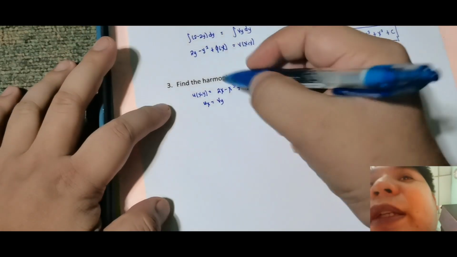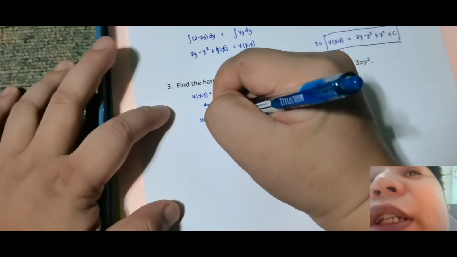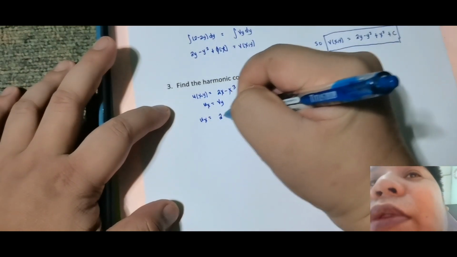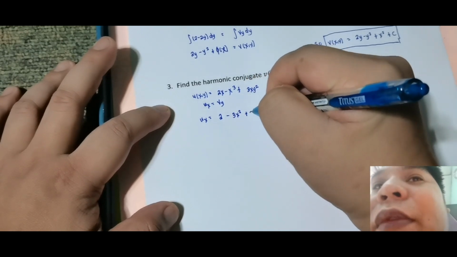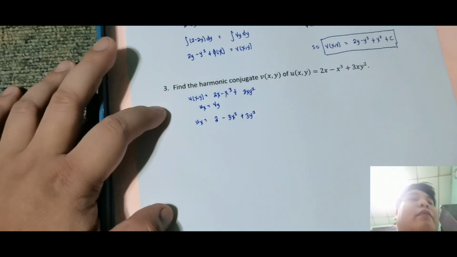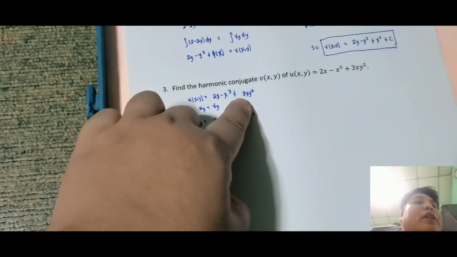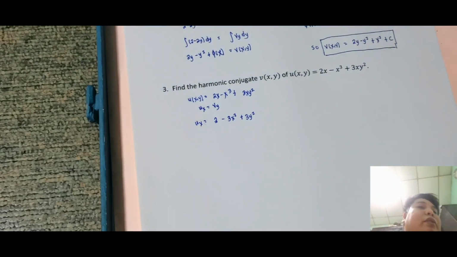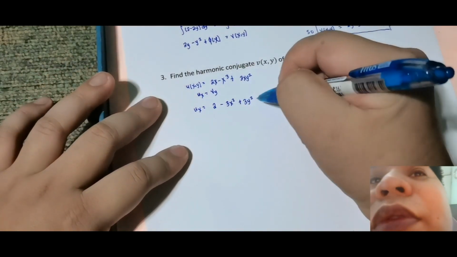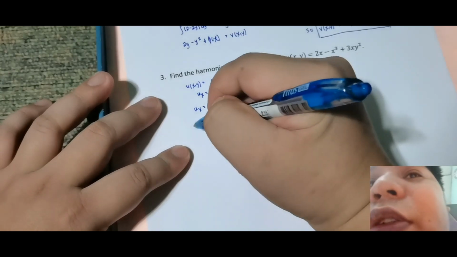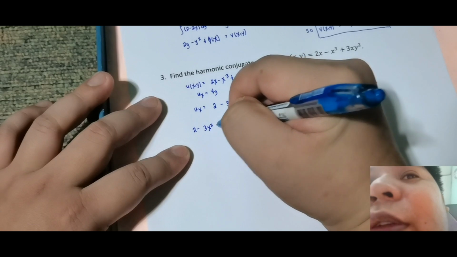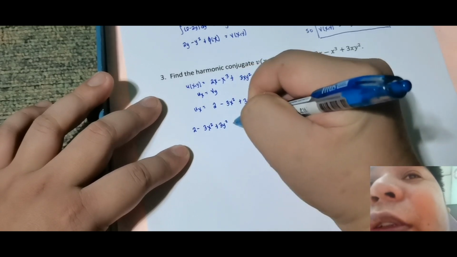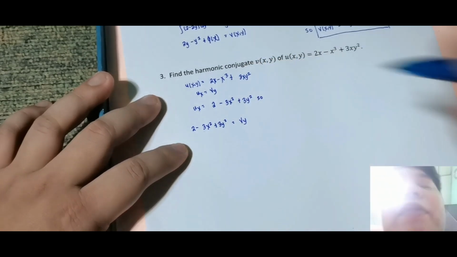Okay, so partial of u with respect sa x. So partial of u with respect sa x natin dito is 2 minus 3x squared plus 3y squared. Tama, no? Ang derivative kasi nito is 3xy squared. Ang derivative niya is 3y squared kasi mawawala lang si x. Okay, so next is 2 minus 3x squared plus 3y squared equal kay partial of v with respect sa y.